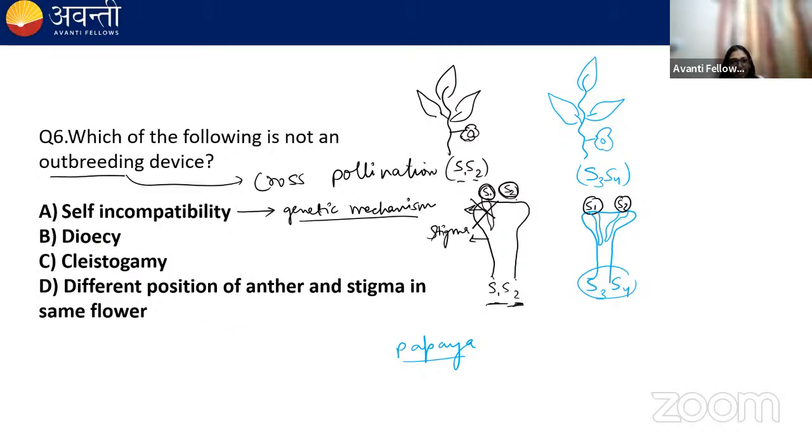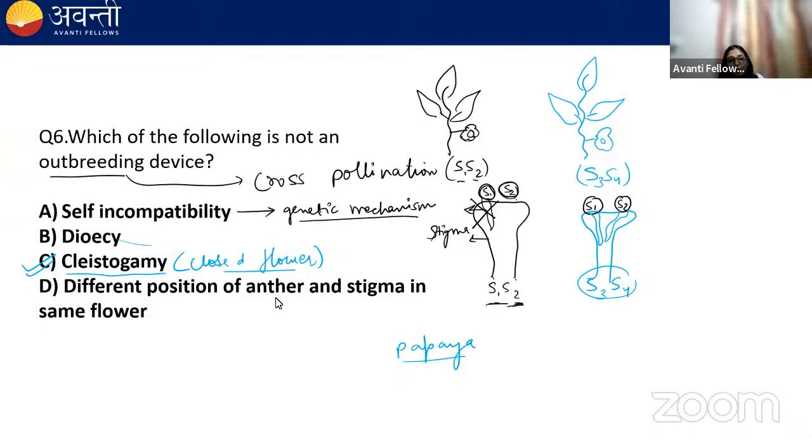So in cleistogamy, the flower is closed, right? So that flower will always undergo self-pollination. So this is the correct option, because the question is saying which is not an outbreeding device. Which of the following is not an outbreeding device? They are referring to cross-pollination.